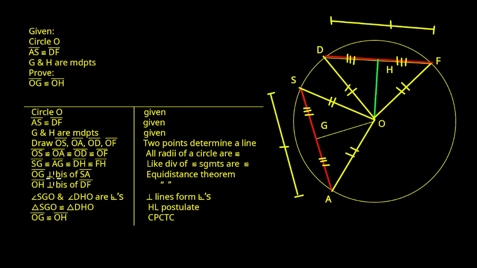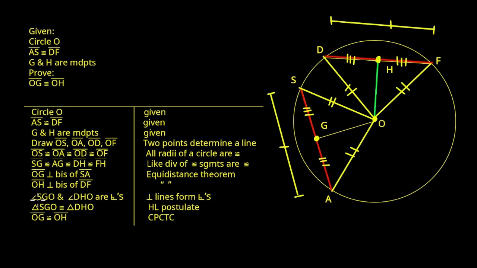From there, OG is the perpendicular bisector of SA, equidistance theorem. So O is equidistant from A and S. G is also equidistant from A and S. So OG is the perpendicular bisector of SA. OH is the perpendicular bisector of DF, same reason. O is equidistant from D and F. H is also equidistant from D and F. Therefore, OH is the perpendicular bisector of DF.